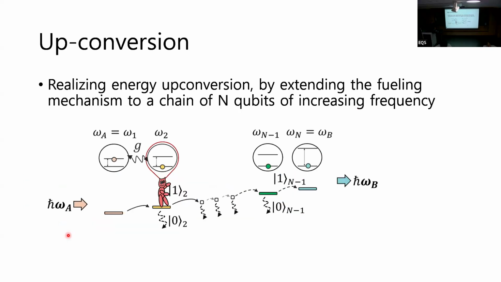Then the authors propose extending this mechanism to a chain of n qubits with increasing frequency. If the daemon successfully transfers the energy throughout n-1 steps, then the final excitation reaches the last qubit, effectively achieving energy conversion. In this process, no extraction, just success. Oh, we gain the 1-0 state, then the 0-1 state, and repeat.